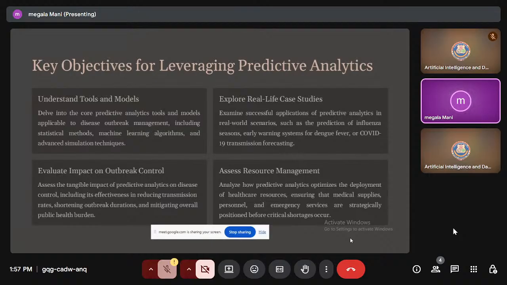The last one is to assess resource management. Here, what is the availability of the resources? So you can check whether healthcare resources, medical supplies, personnel, and emergency services are available or not. If they are not, then where will the shortage occur? So this information is what you need.